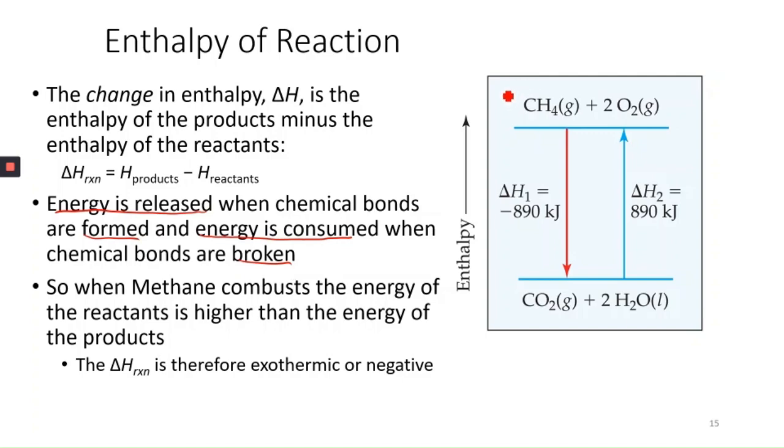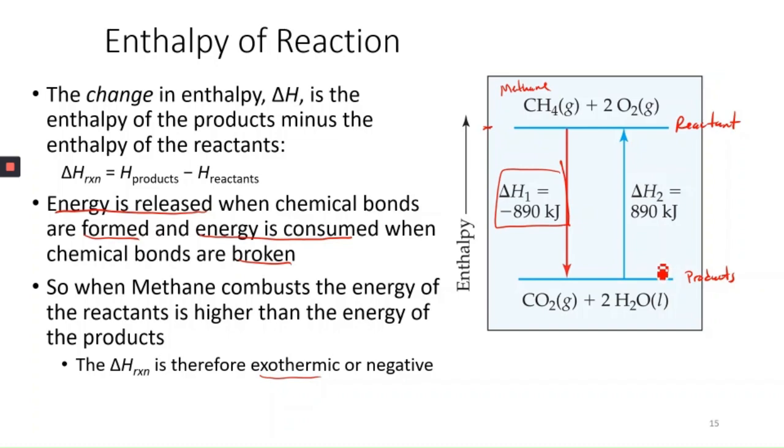So when methane combusts, and this is methane, the energy of your reactants, these are your reactants right here, methane plus oxygen, is higher, notice it's higher up here, than the energy of your products. So when you take the products minus the reactants, you're going to end up with a negative number, so delta H of the reaction is exothermic, and heat is released. So you will release negative 890 kilojoules of energy.